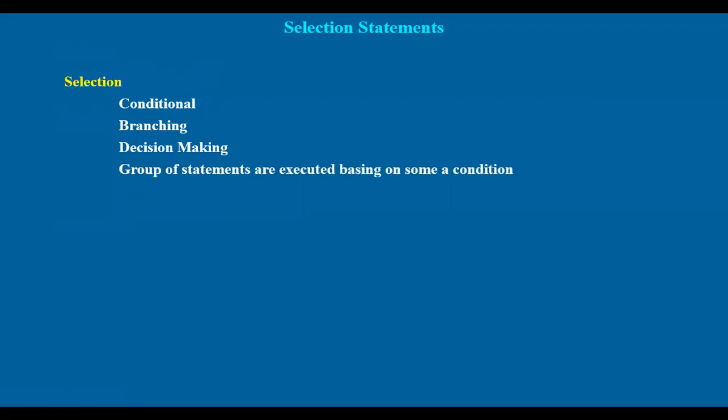Now come to the selection. This is a conditional thing. Based on some particular condition, some statements are executed. Branching can be done. We can jump and go to some other place based on the condition. And we are taking the decisions. It helps in the decision-making process. A group of statements is executed based on a particular condition. If that condition is not satisfied, it will jump and go to another area. So if it is true, it executes some statements. If it is false, it executes some other statements.